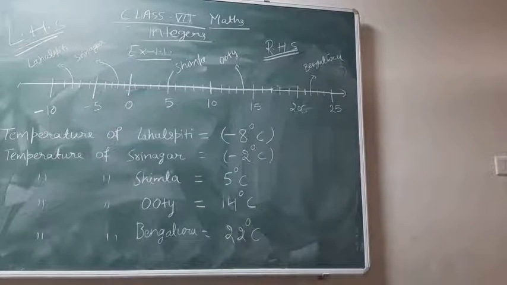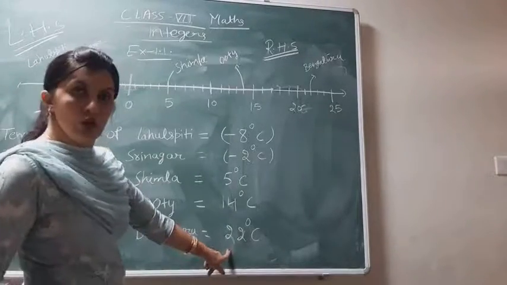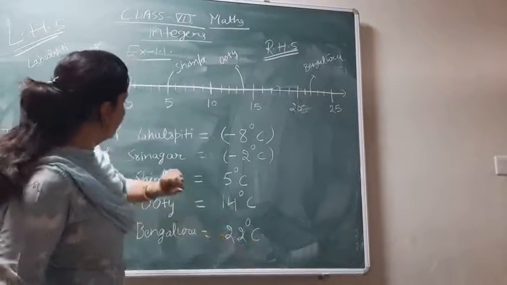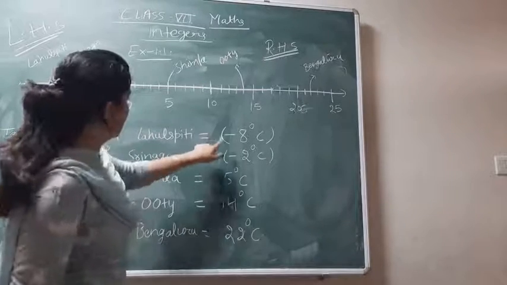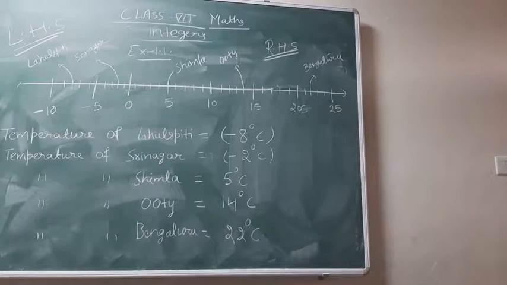Now its B part. In the B part: what is the temperature difference between the hottest and coldest places among the above? These are the temperatures written. The hottest and the coldest. You can say the hottest temperature is of Bangalore. So it is 22 degrees Celsius, and the temperature of Lahul Spiti is coldest. So we completed B part.